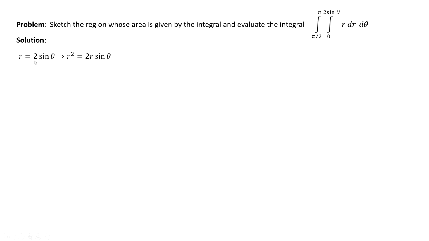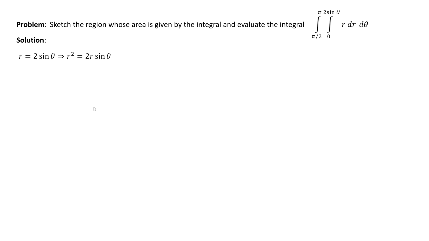When r is 2 sine theta, would you agree that I can multiply both sides by r and say r times r equals 2r times sine theta? So that gave me r square equals 2r sine theta. Okay, why did I do that? I did that because if we look at the polar to Cartesian form, r square is nothing but x square plus y square. Right, x equals r cosine theta, y equals r sine theta.